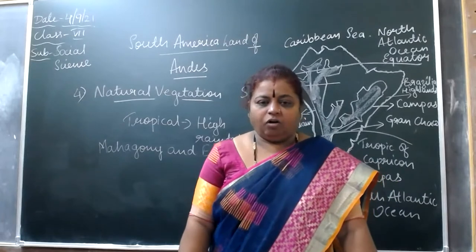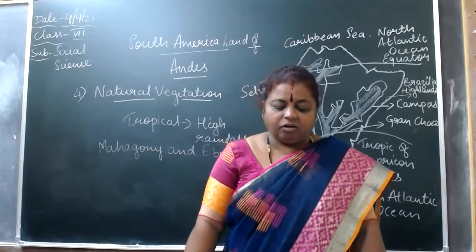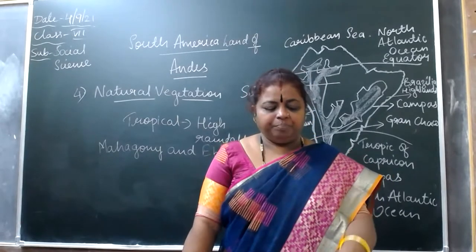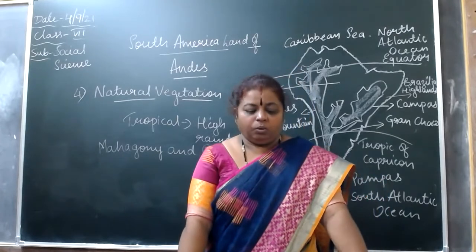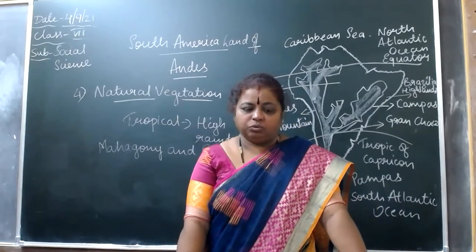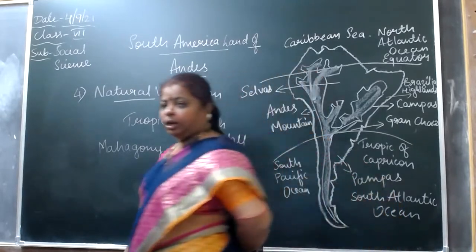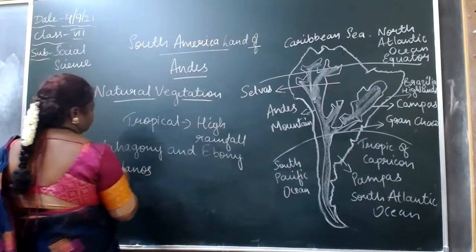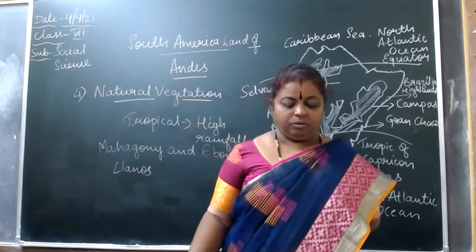On either side of the equatorial forest, grasslands are found. On either side of the equatorial forest, what will we get there? We get grassland. These are known as llanos. What are they called? These are known as llanos.